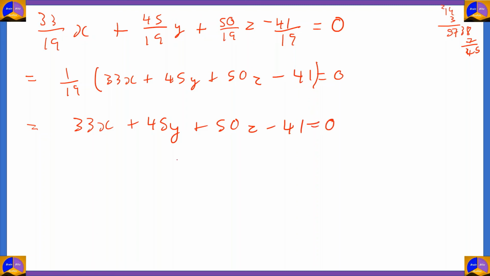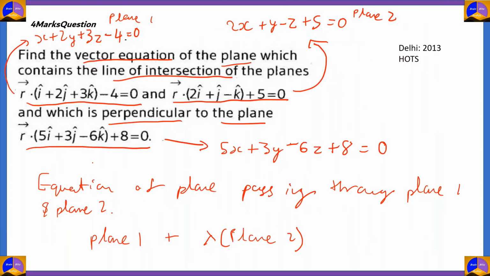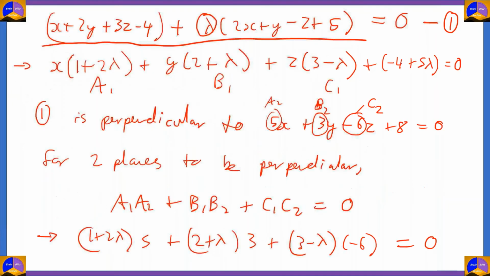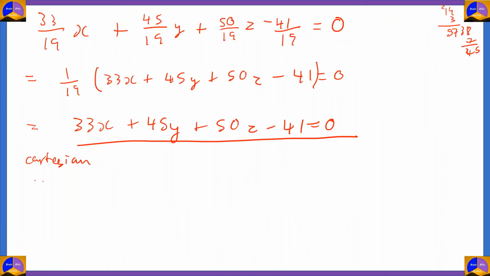However, don't be happy just yet. This is the Cartesian equation. And the question is asking us to find the vector equation. So convert this into a vector equation. So it'll be r dot (33i plus 45j plus 50k) will be equal to 41.